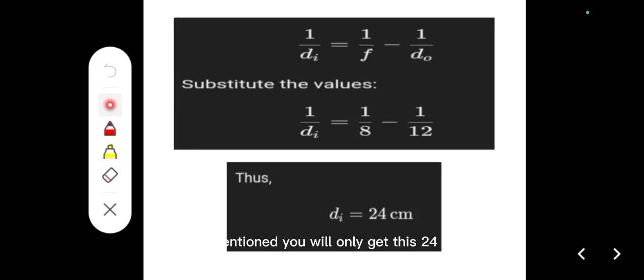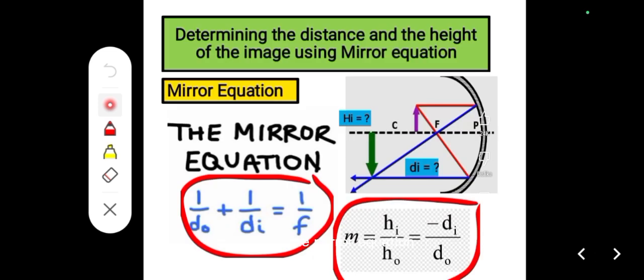Okay, as I mentioned, you will only get this 24 centimeters after you get the reciprocal of the value of di. So di now is equal to 24 centimeters. That means the distance of the image from the mirror. So using the mirror equation, we were able to arrive at the distance of the image. But we are not able to solve yet the height of the image.